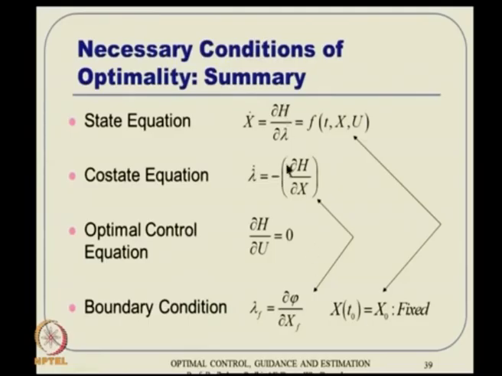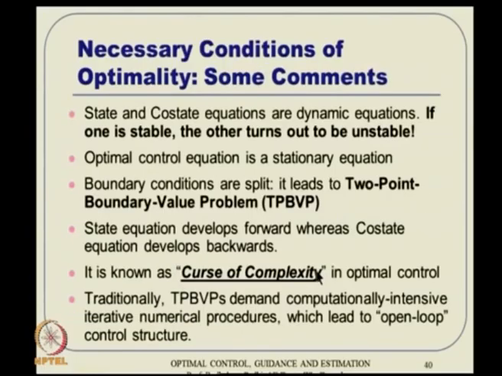Even though it is a 2n dimensional problem, the boundary conditions are partly given at the initial time and partly at the final time. That is the whole problem essentially. This is known as the curse of complexity, and it is also known as the two-point boundary value problem, which demands computationally intensive iterative numerical procedures, and it leads to an open loop control structure as well. That is the type of analysis, and it shows the difficulty of the problem.